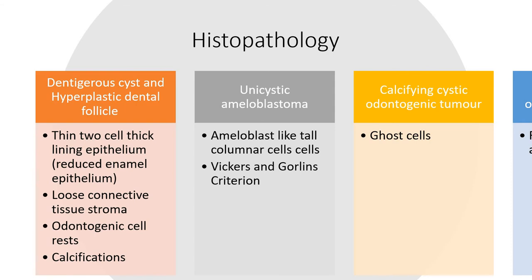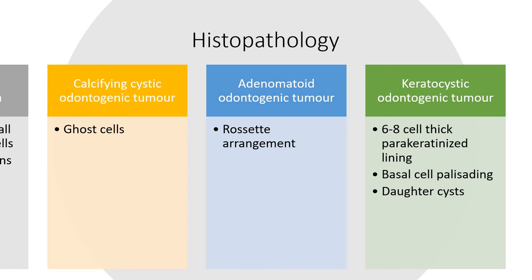When these entities are stimulated beyond a particular time period, they may also transform into a small tumor like a unicystic ameloblastoma, a follicular ameloblastoma, or an adenomatoid odontogenic tumor. You can also have a cystic neoplasm like a calcifying cystic odontogenic tumor. When it comes to unicystic ameloblastoma, you will have the typical ameloblast-like tall columnar cells. In calcifying cystic odontogenic tumors, you may see a lot of ghost cells. In case of AOT, you will have the typical rosette patterns that can be visualized histopathologically. So it is a dead giveaway of the differential diagnosis.